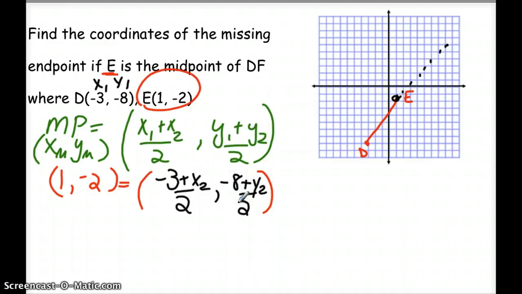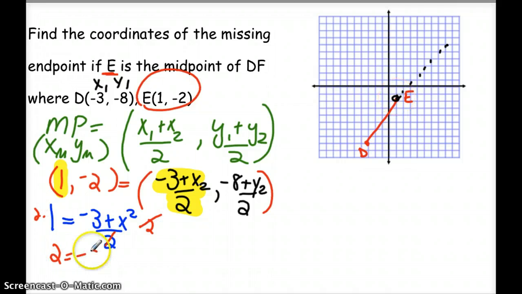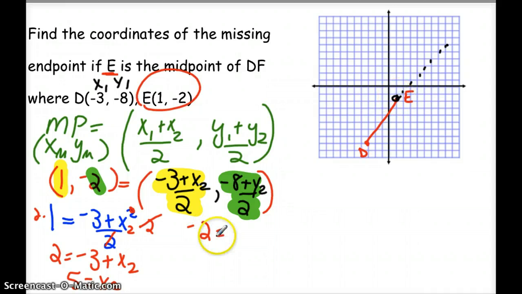And then you have to write equations here, people. Here's the x, and this is the x. So you're going to take that and write an equation. 1 equals, I'm taking my x parts right now, and I wrote an equation, so now at this point I have to do my algebra. Multiply each side by 2. 2 equals, this cancels, -3 plus x2. Now I'm going to move my -3 and I'm going to get 5 is my x part. And then I'm going to take this part here and set it to my y part. So I'm going to take -2 equals 8 plus y2 divided by 2.